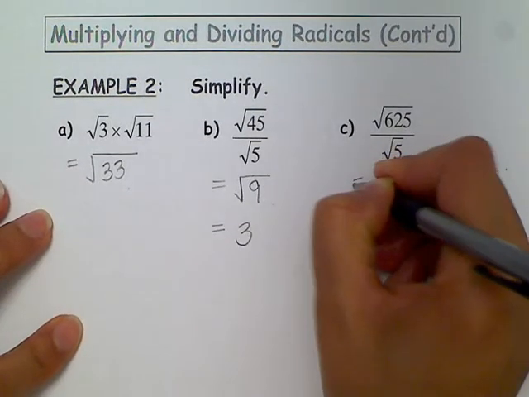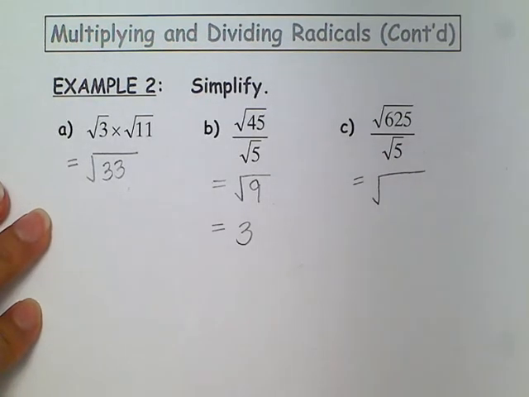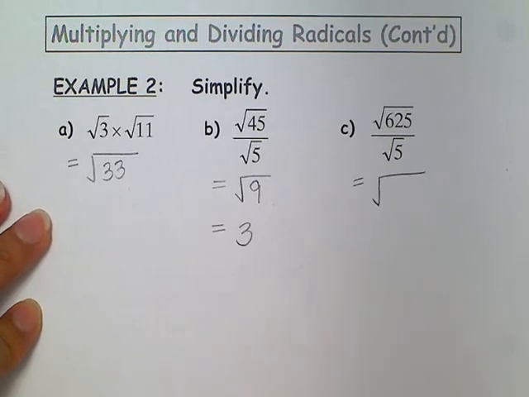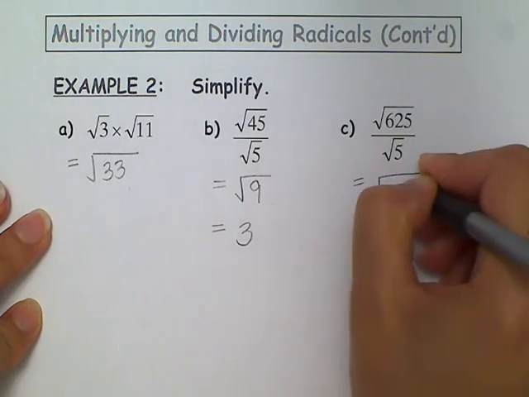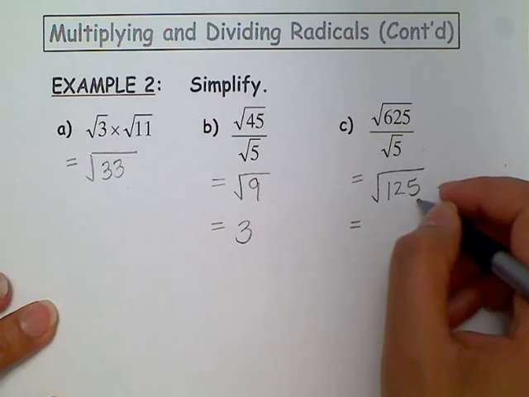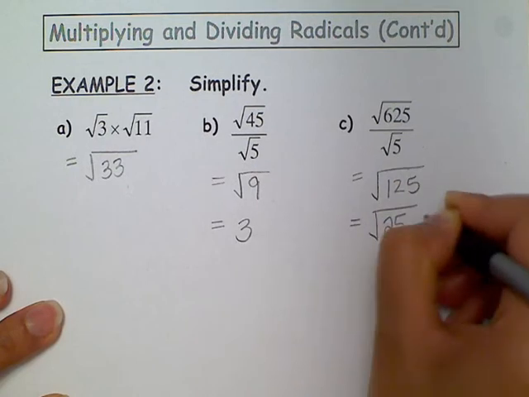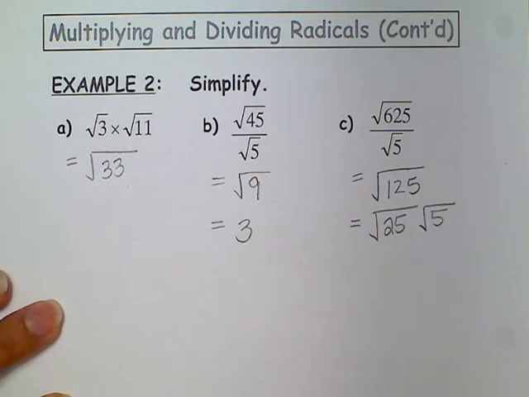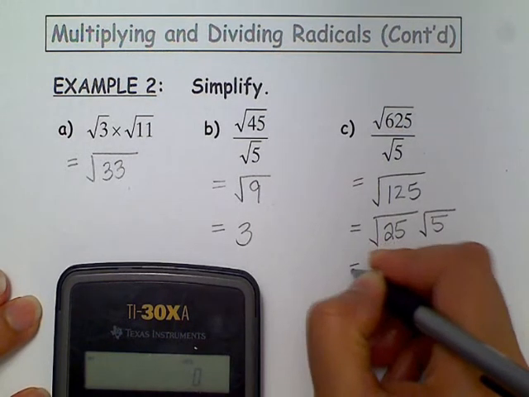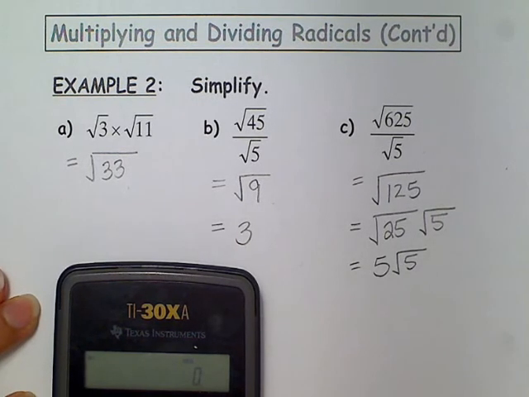Last one. We have the square root of 625 divided by the square root of 5. Again, I'm going to divide these out and write them under one radical. The square root of 625 divided by 5 is equal to 125. And again, I know I can break down 125 further. 125 can be broken down into two factors. One of the perfect squares would be 25. And the other number would be 5. 5 is not a perfect square. So the square root of 25 we know is 5, and then the square root of 5 stays the way it is.